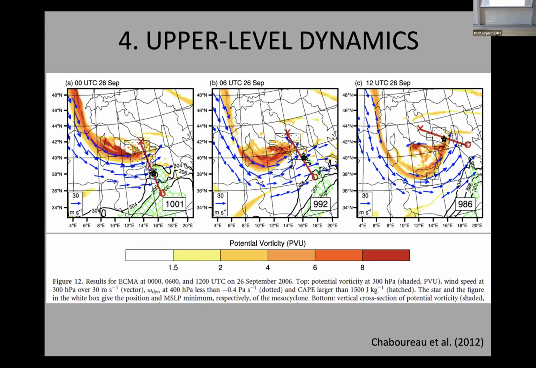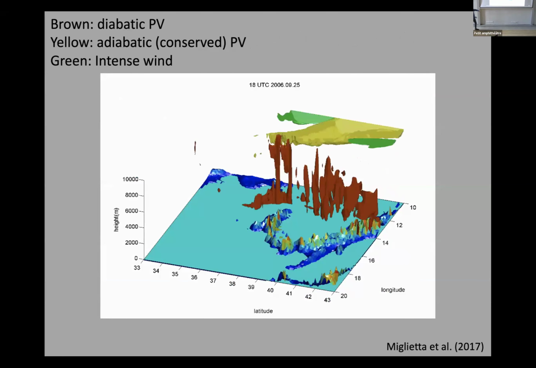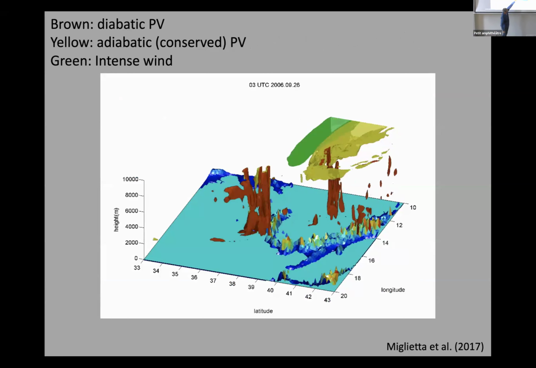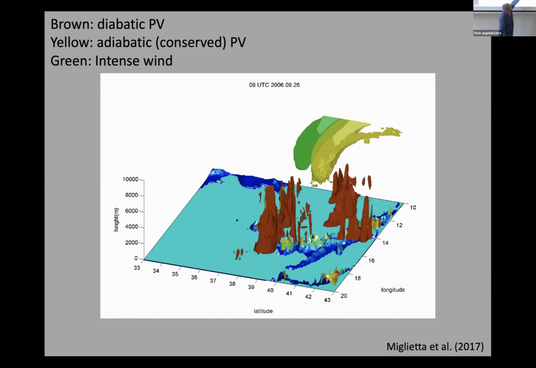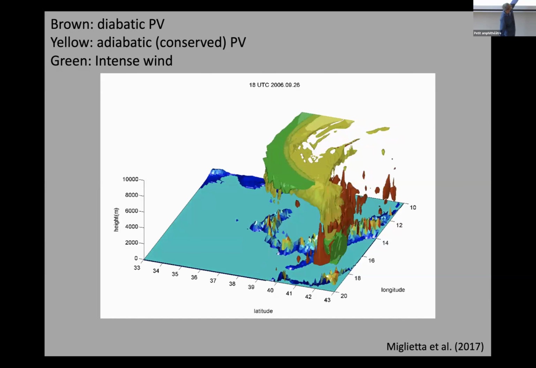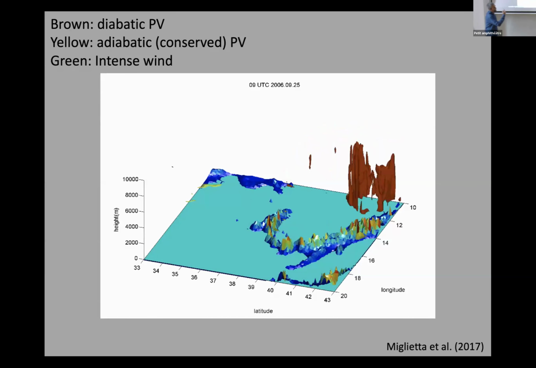And the key role of this feature is also shown. Now, this is again a movie that shows our cyclone. In brown, you see the potential vorticity generated by the diabatic sources. And you see that intensification occurs mainly when there is this upper level feature wrapping around this cyclone. Okay.